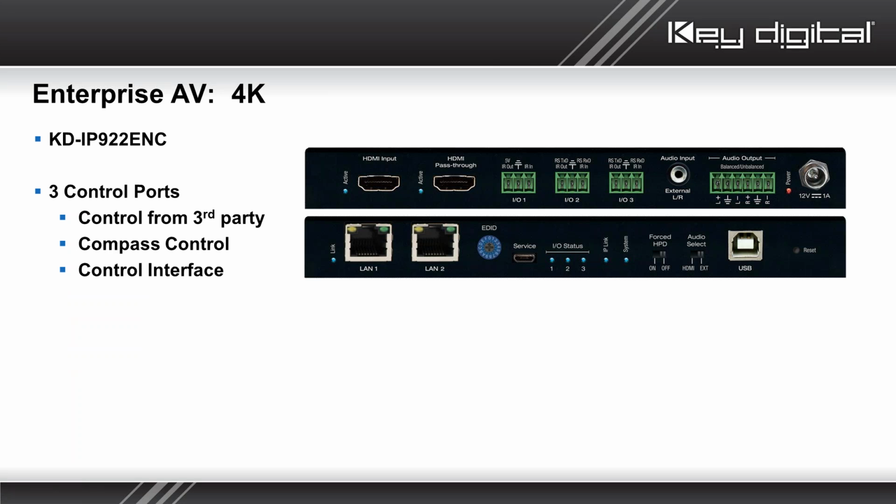You also have the I/O ports 1, 2, and 3 that are for control. They have different usages. Usage mode number 1 is to receive control of your enterprise AV system from a third-party control system. So you can plug in your RTI, your Crestron, your Extron, your AMX, your Control4. You could plug in any of those control systems into the RS-232 ports 2 and 3 you see, or even IR.